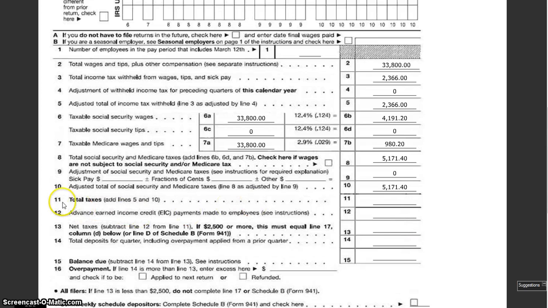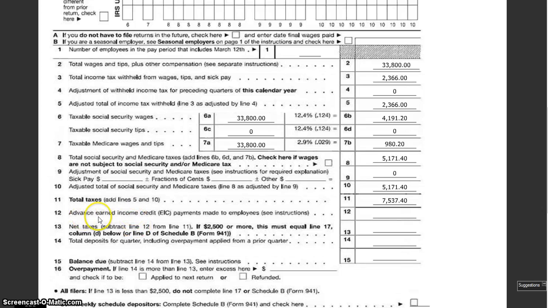Line 11, total taxes, add lines 5 and 10. Be careful, you don't think it says 5 through 10. It's just 5 and 10. So right here, the 2366 plus the 5171.40. So here we should get 7537.40.